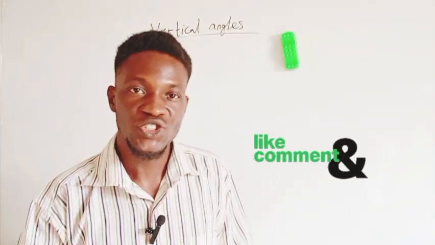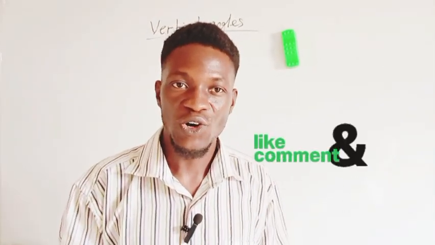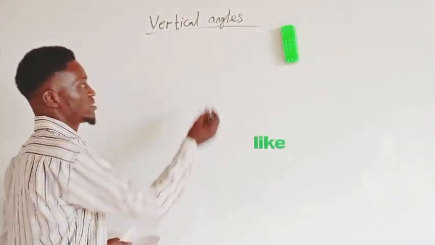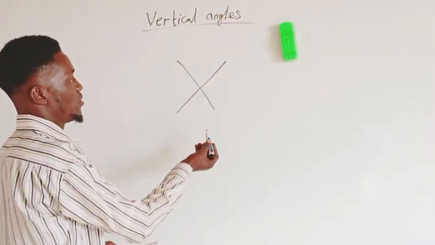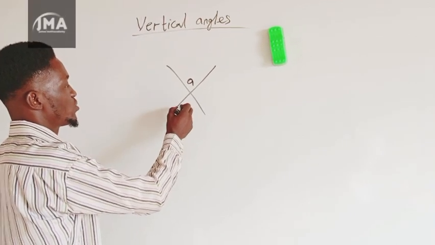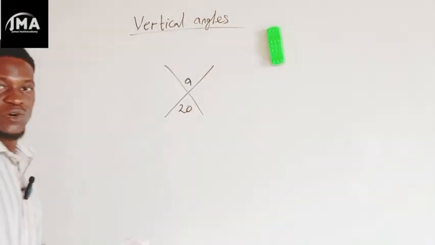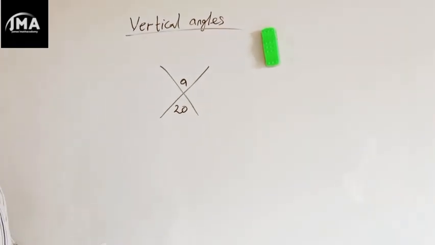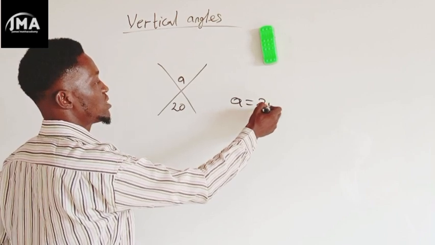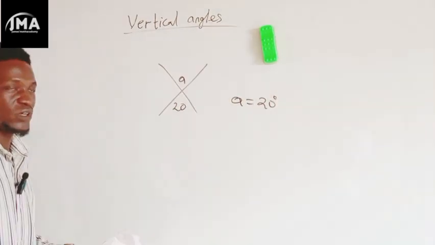In today's class, I'm going to teach you how to solve vertical opposite angles. Okay, so let's assume we have something like this. And let's say that this is A and this is 20. What is the value of A? The value of A is also equal to 20 degrees. Okay, what does it mean?